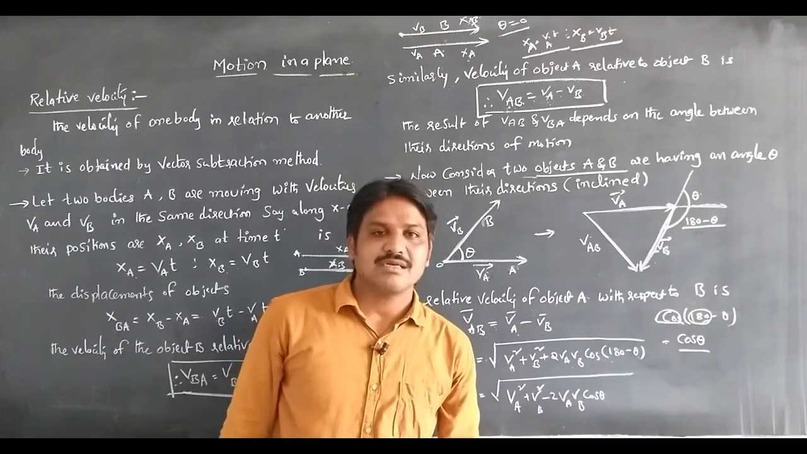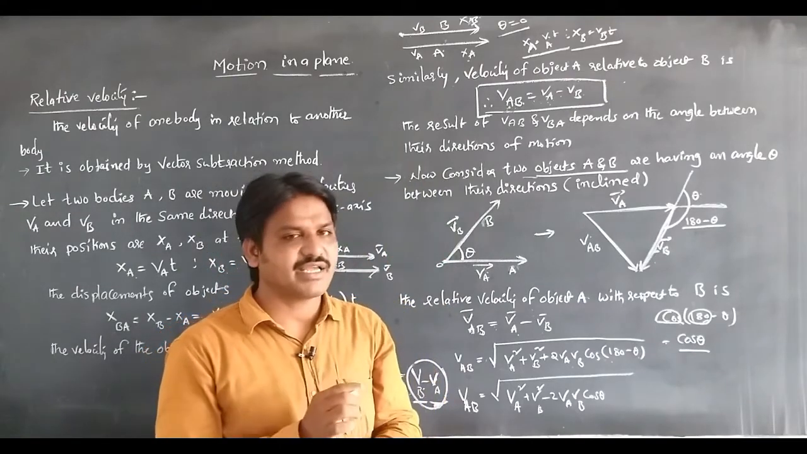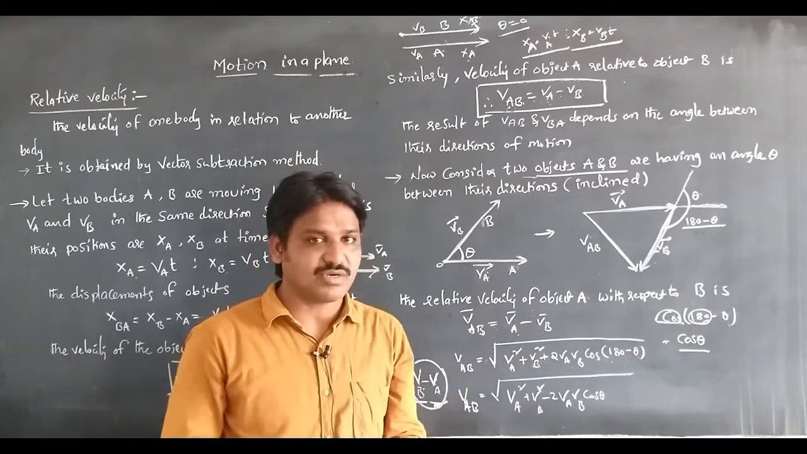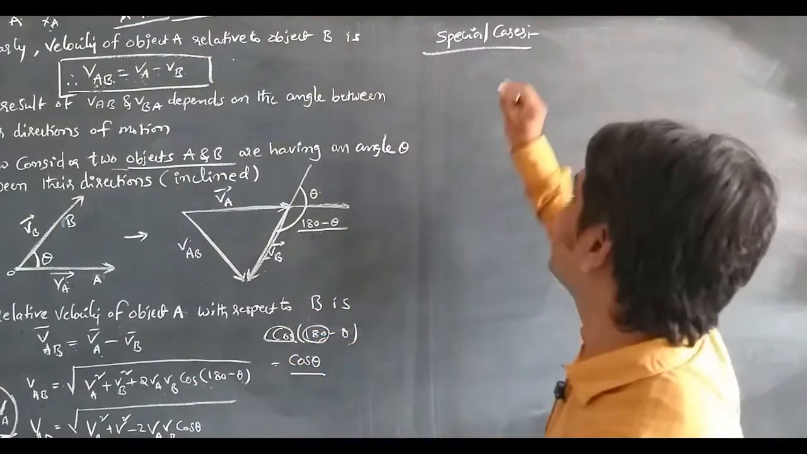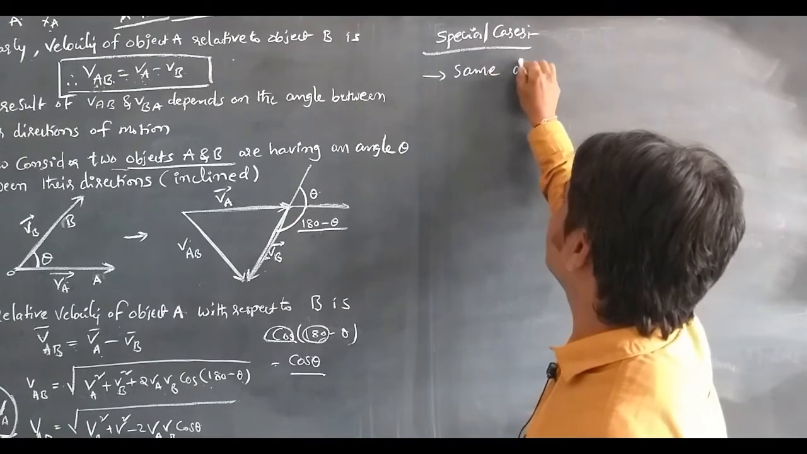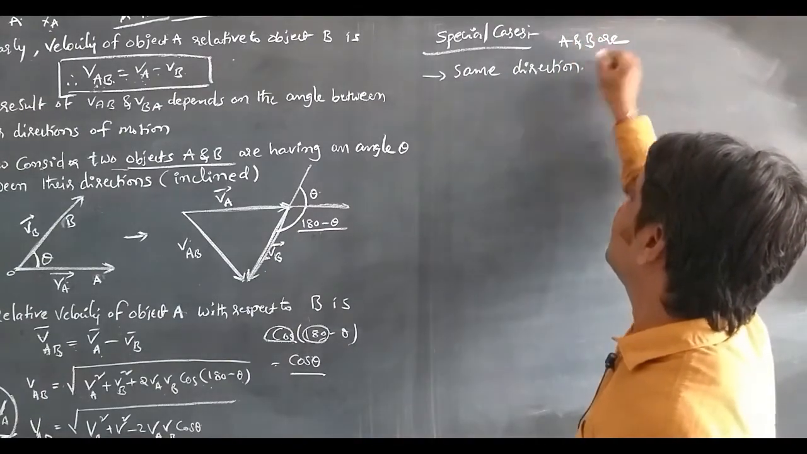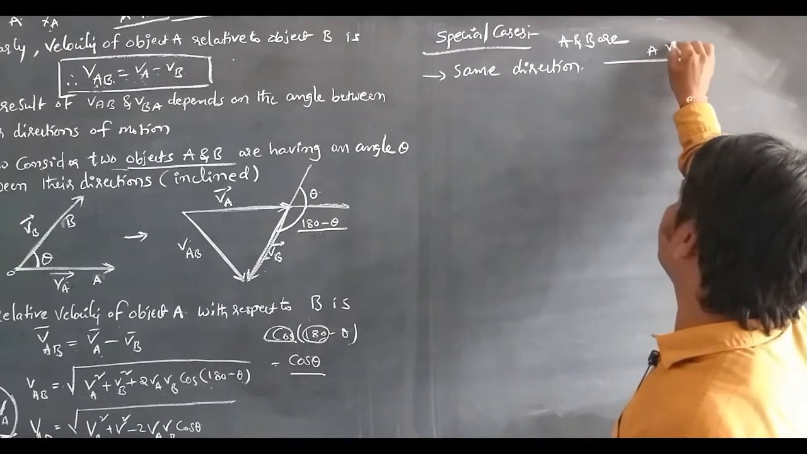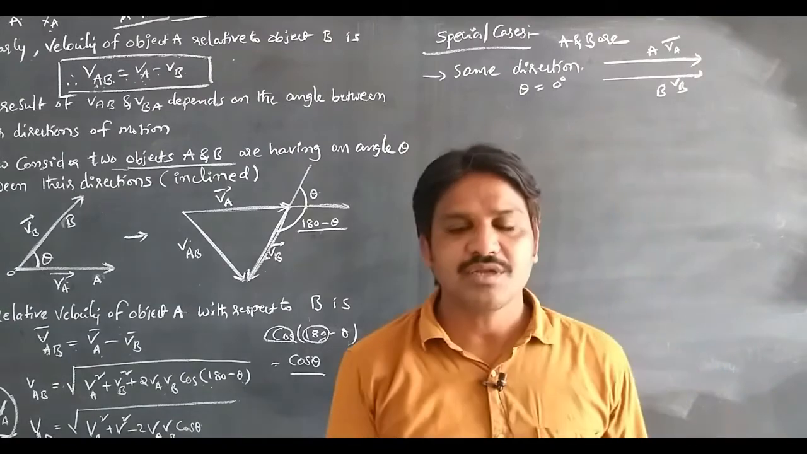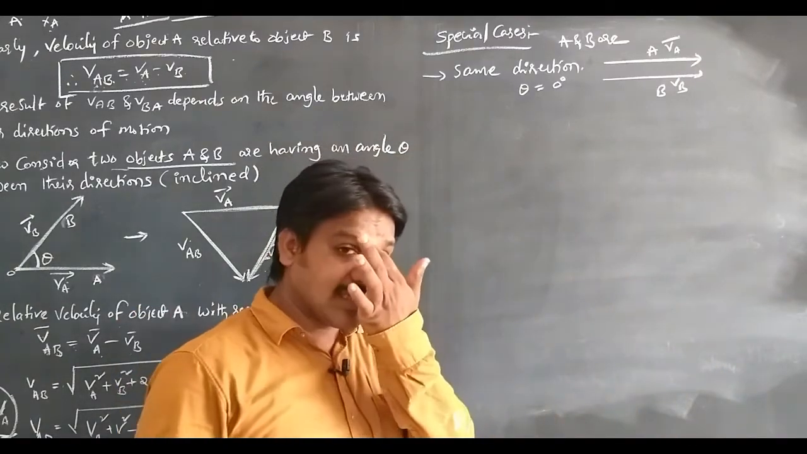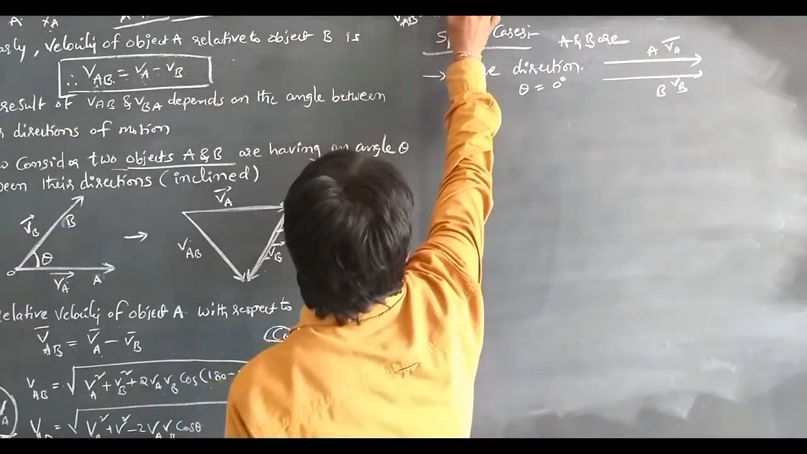We have some examples also. Let's see some special cases. If theta is equal to 0 degrees, the two objects A and B are moving in the same direction, A with velocity VA and B with velocity VB. We already discussed earlier that whenever two bodies move in the same direction, VAB is equal to VA minus VB. We already know that.